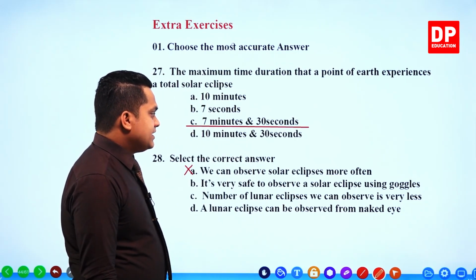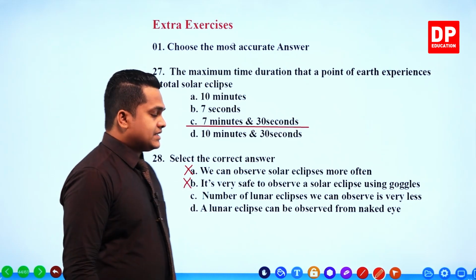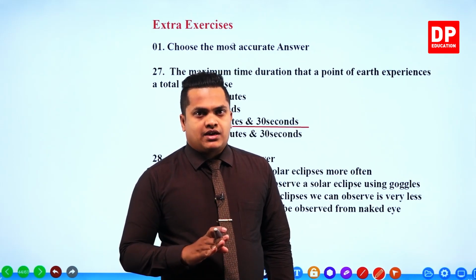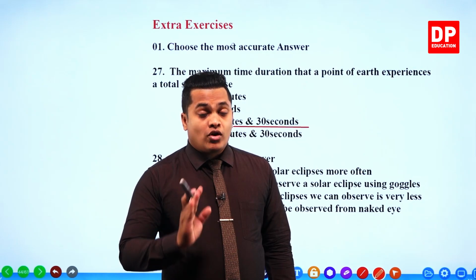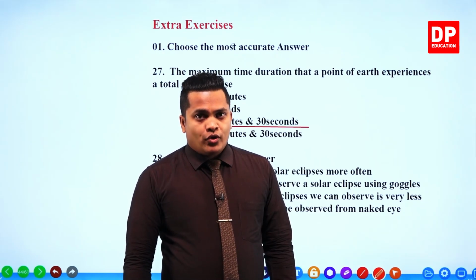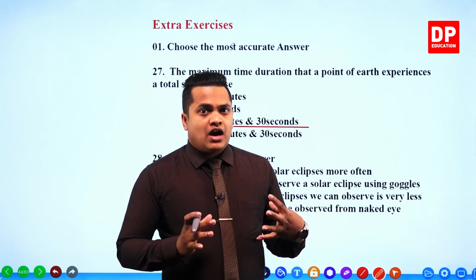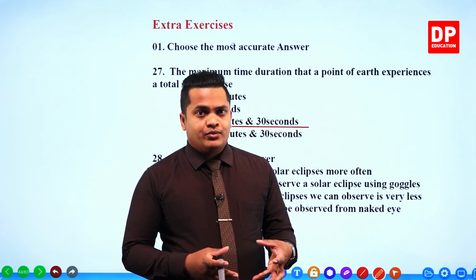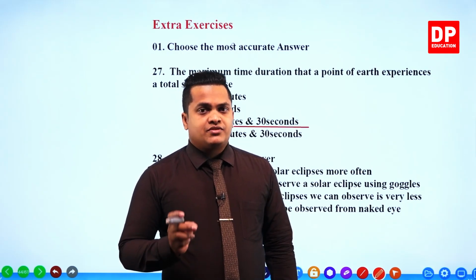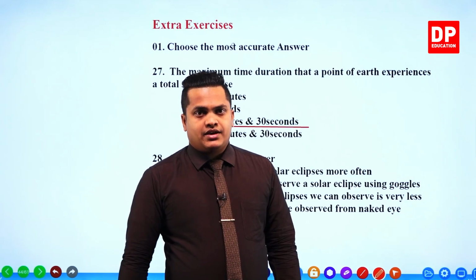It is very safe to observe a solar eclipse using goggles. Incorrect. I told you when we were discussing the lesson about eclipses, using goggles we can observe a solar eclipse, no problem. But however, it is not that safe because we are directly looking at the sun. If you look at the sun directly, harmful rays might fall into your eyes. So it's going to harm your eyes, my dear children, for sure. So it's very important not to observe solar eclipses directly with the naked eye.